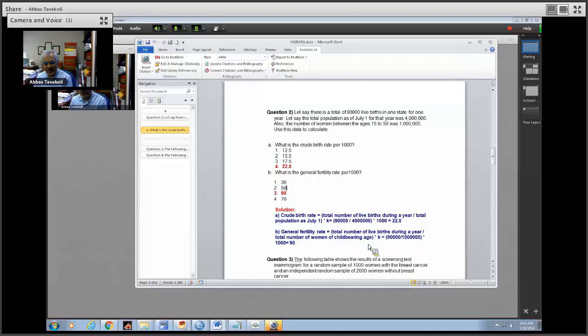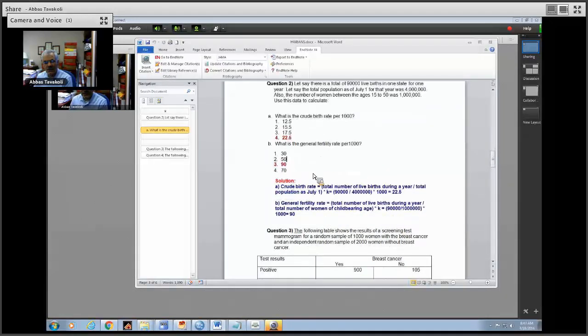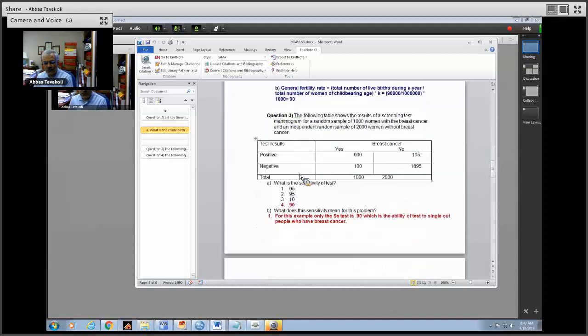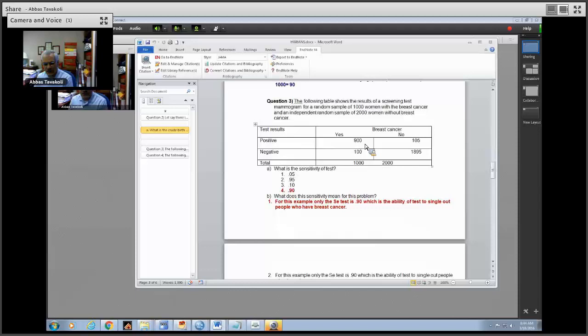General fertility rate is the total number of live births during a year. It's the same numerator. However, the denominator is the total number of women of childbearing age, assuming it's 15 to 50 years old, 1 million, and it is 90. So 90 is the correct answer.